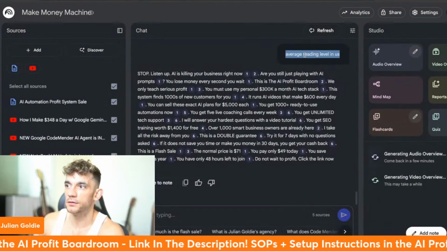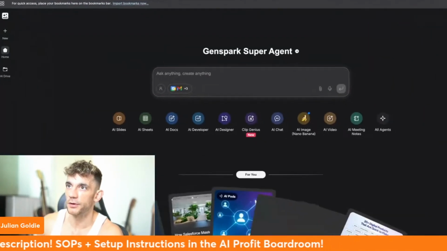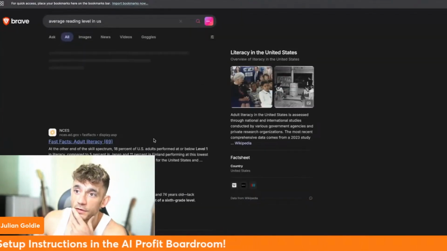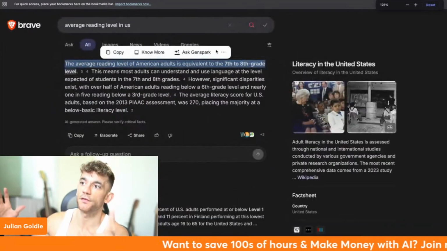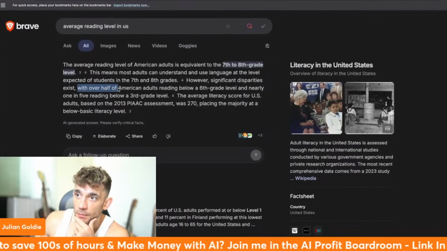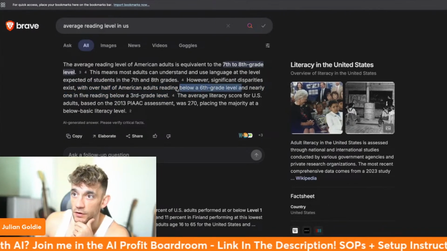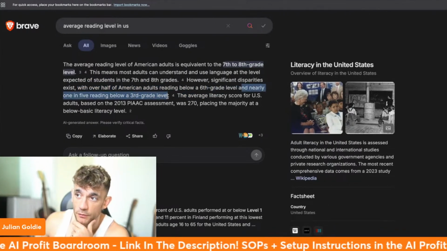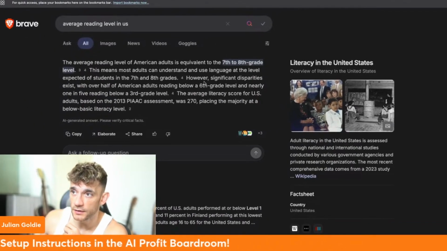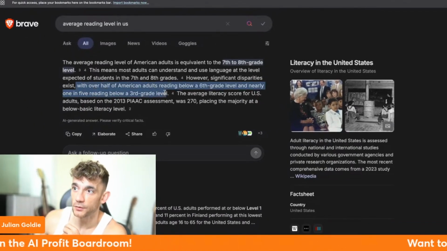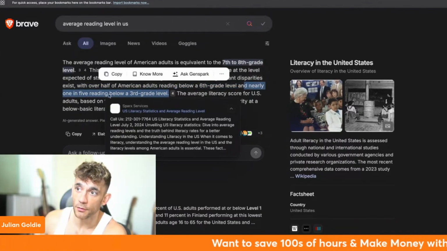Now, I'm just going to go over to GenSpark and let's just find out what's the average reading level in the US. This is just useful to know. Yeah, so the average reading level is 7th or 8th grade, but bear in mind, you're not going for the average. You're trying to go for as many people as you can. Half of American adults' reading level is below a 6th grade level, and nearly 1 in 5 have below a 3rd grade level, right? So let's say, for example, 20% of the US reads at below a 3rd grade level.